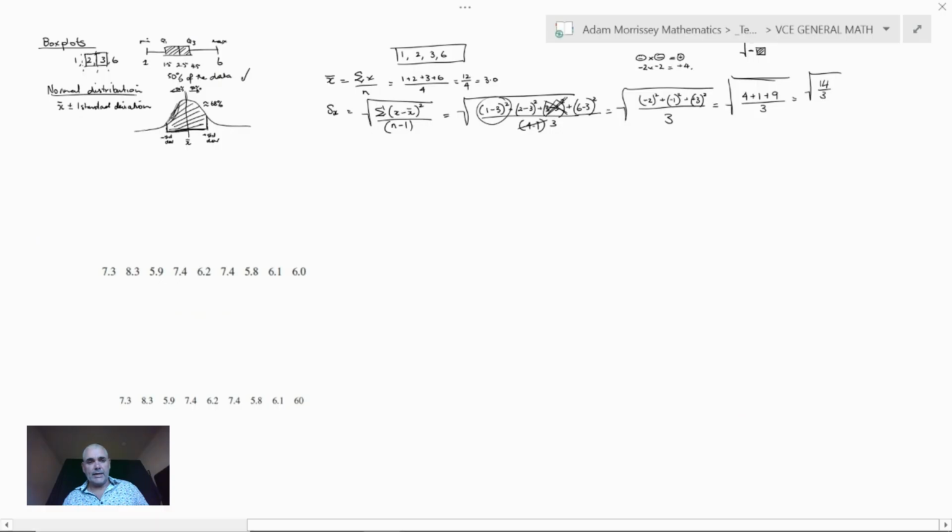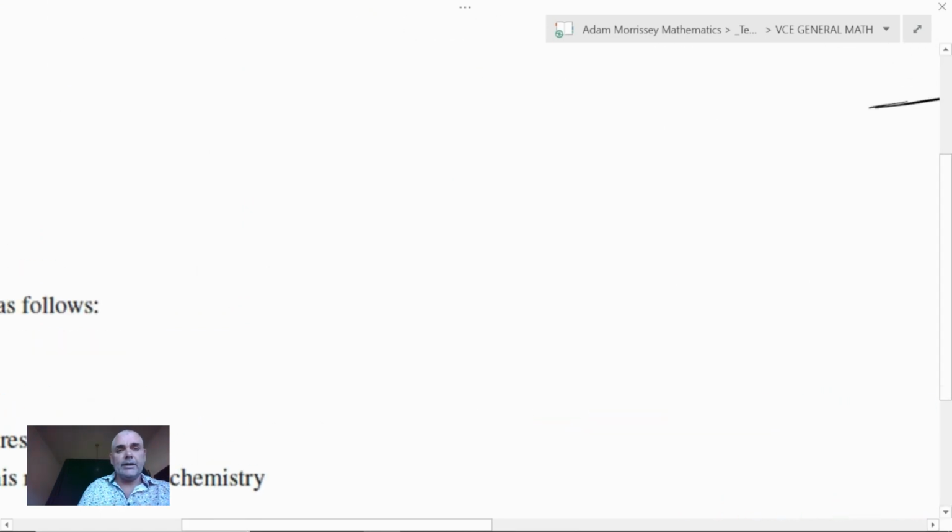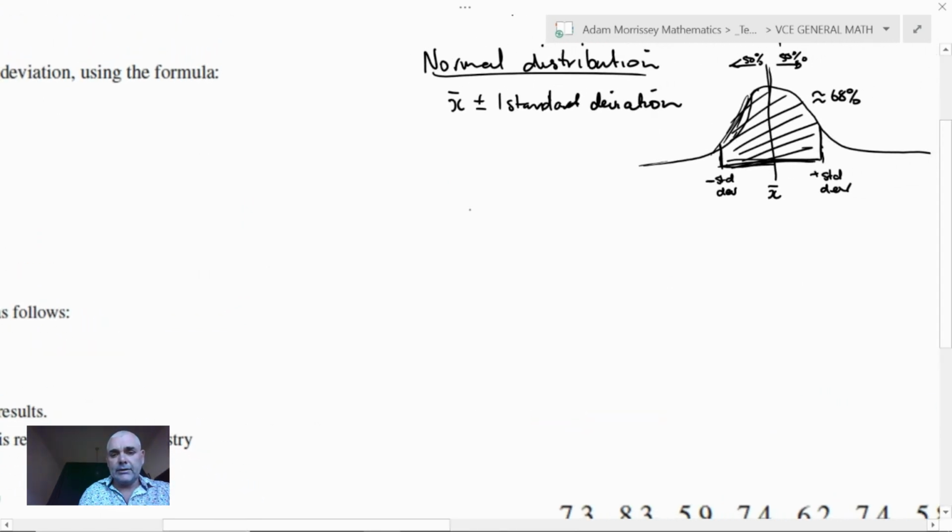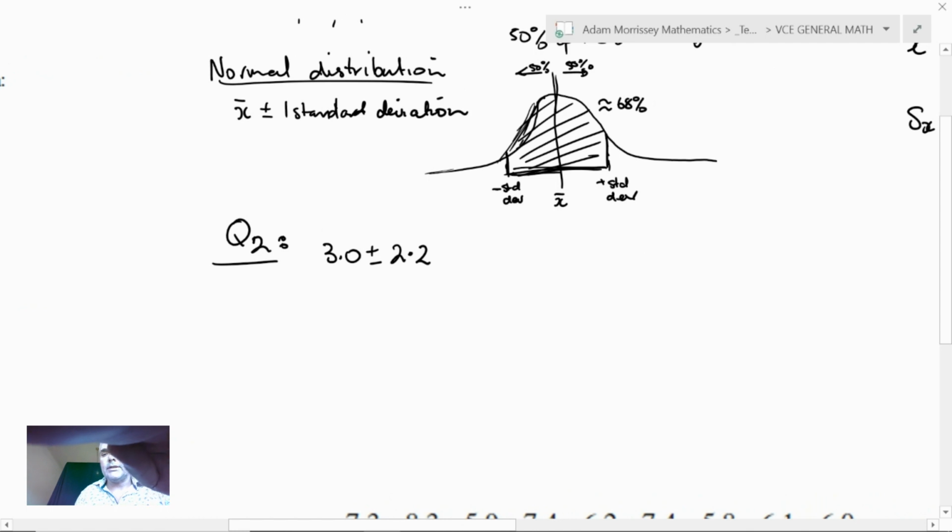So to answer these questions, what we need to come back to and think about now is writing this to answer this question. And it was question 2, I think it was. The mean was 3.0 plus or minus 2 point, now I've forgotten the numbers, 16. Let's do this, 2.2, let's round it up to 1 decimal place.